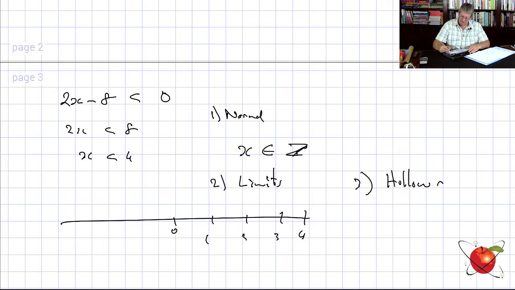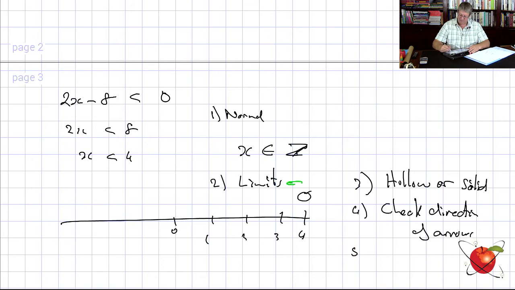Hollow or solid, right? In this case, it's less than, which means what? Which means it's a hollow dot. So I put a hollow there, all right? Now I take my little pencil and I say, okay, in this case, x must be that way. Okay, so that was to check the direction of the arrows.